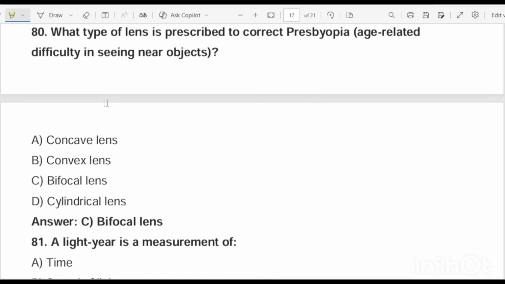Next question. What type of lens is prescribed to correct presbyopia or age-related difficulty in seeing near objects? Correct option. Option C, bifocal lens.